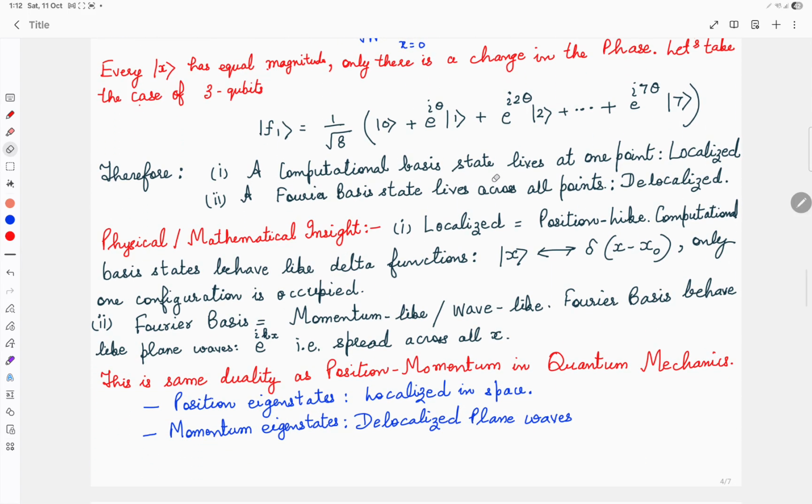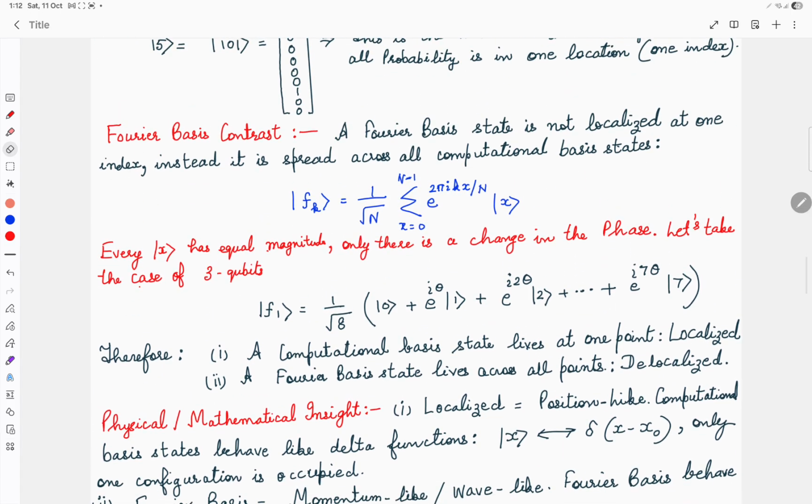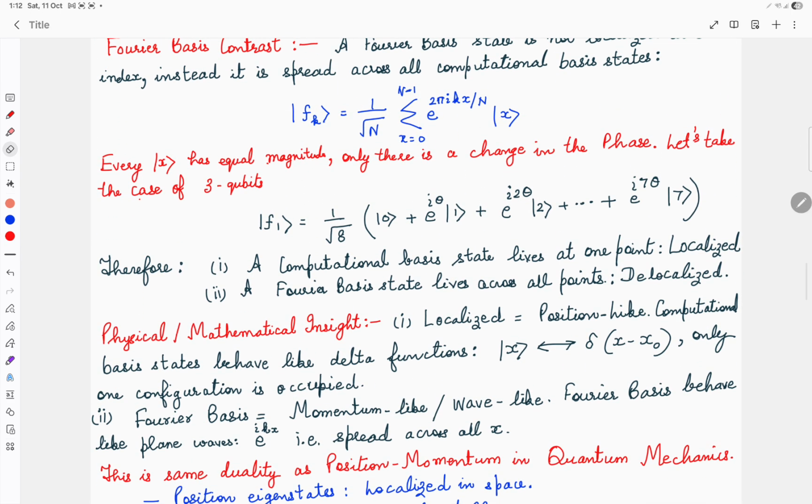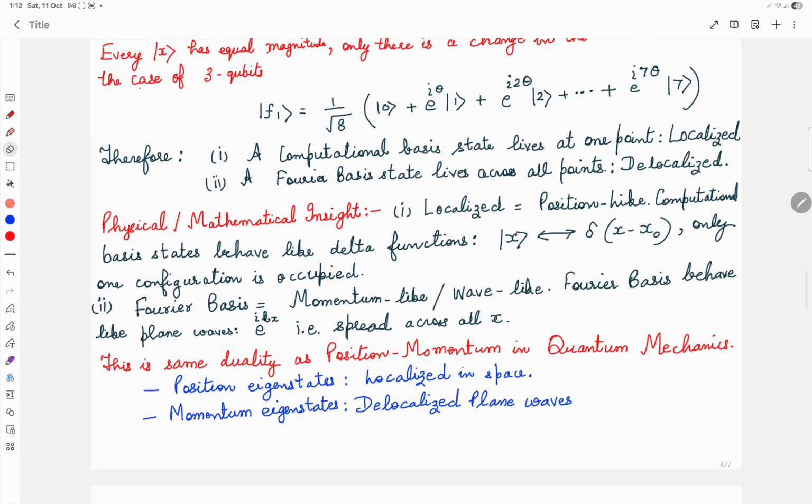So a computational basis state lives at one point. We know, as I have just explained, it is a localized configuration, but a Fourier basis state lives across all the basis, all points. So this is delocalized. It is spread over all the computational basis points.